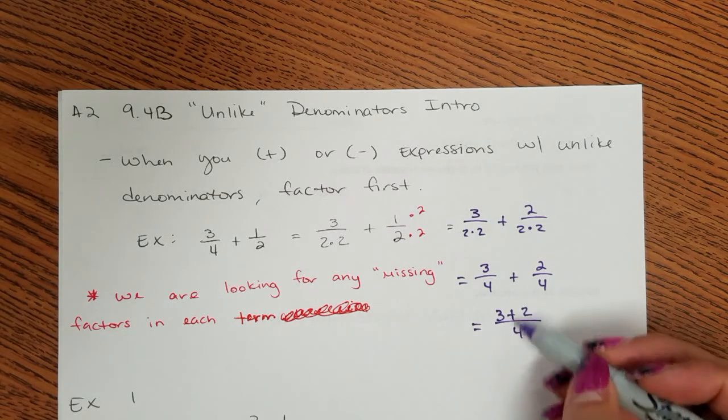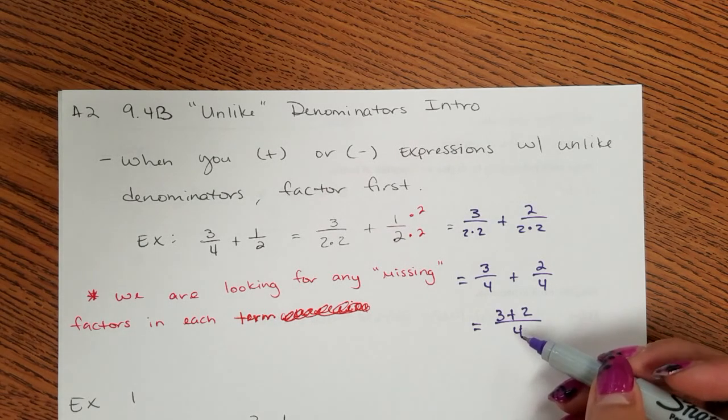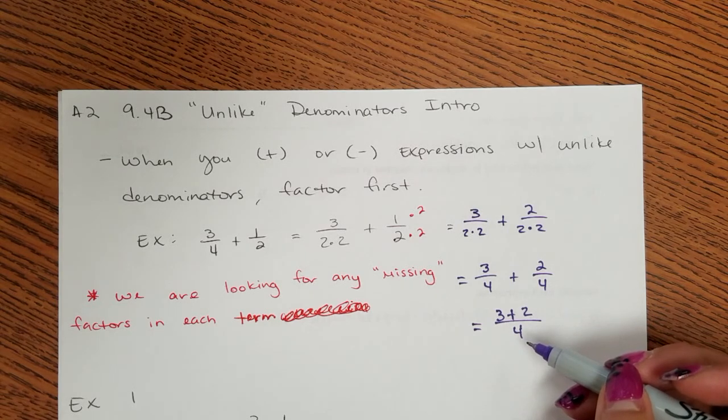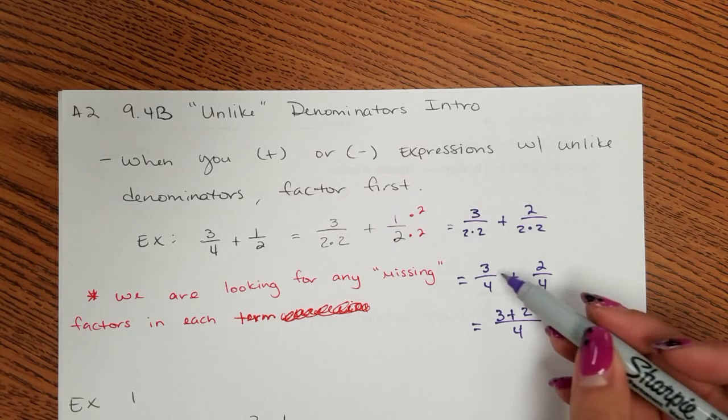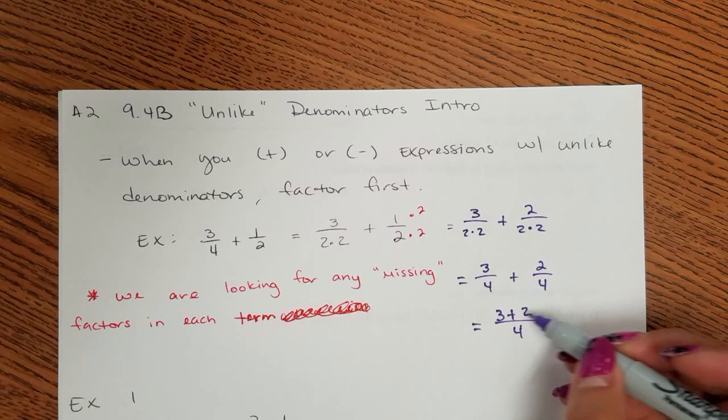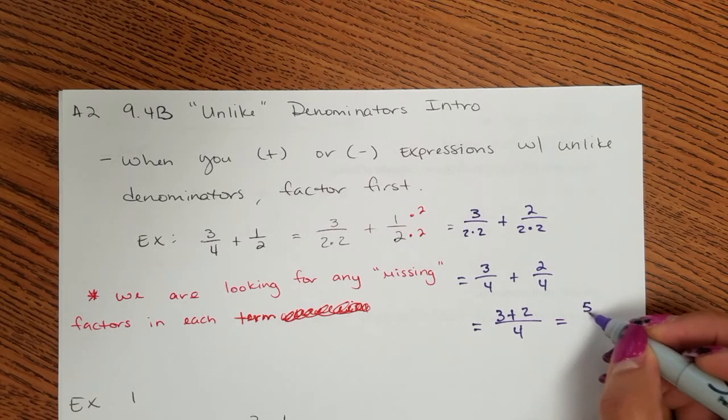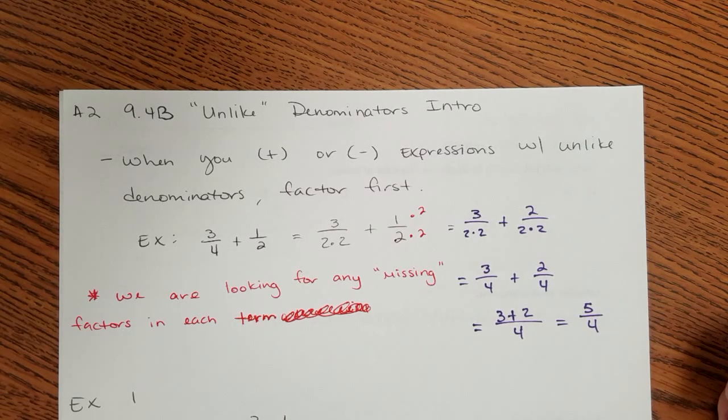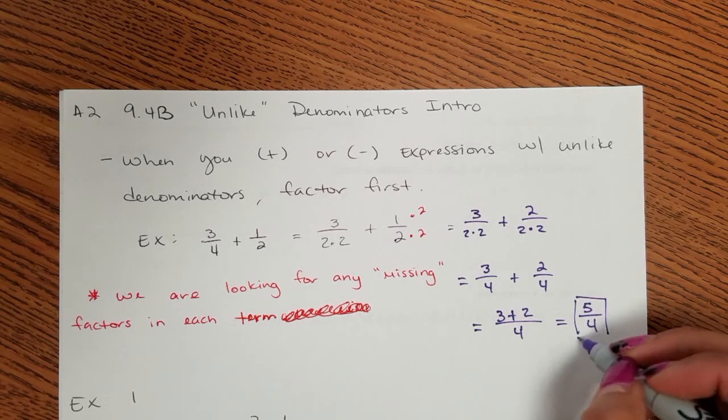Please make sure that you aren't changing the denominator. The denominator, once you have the same terms down there, doesn't change. You only add or subtract the top. So 3 plus 2 is 5 over 4, and this does not simplify, so your answer would be 5 over 4.